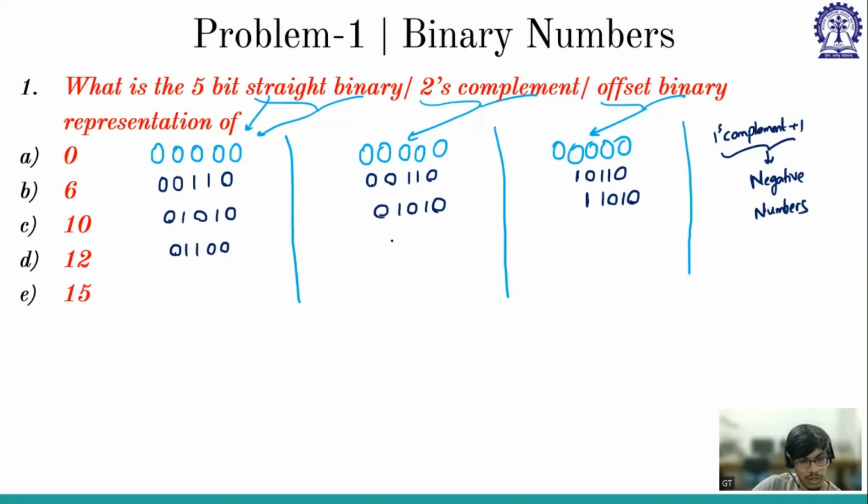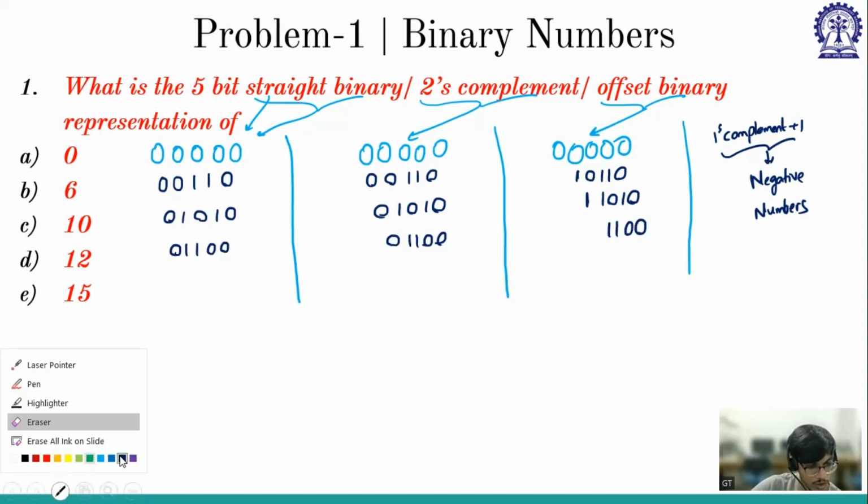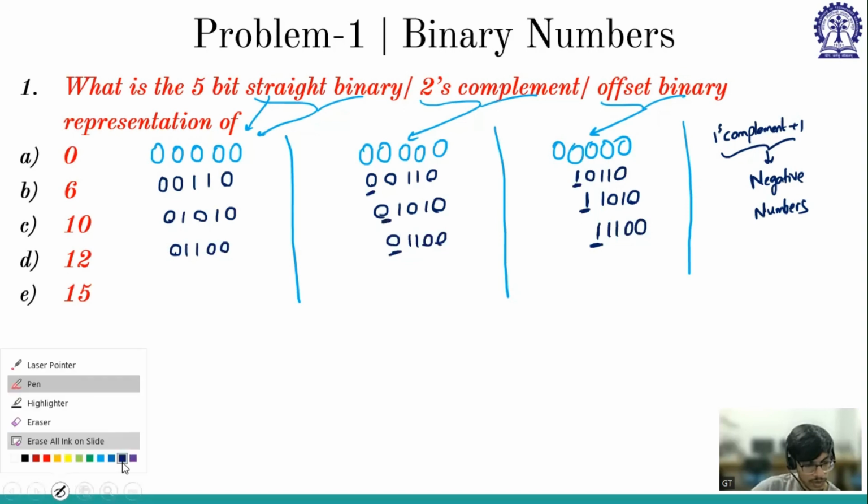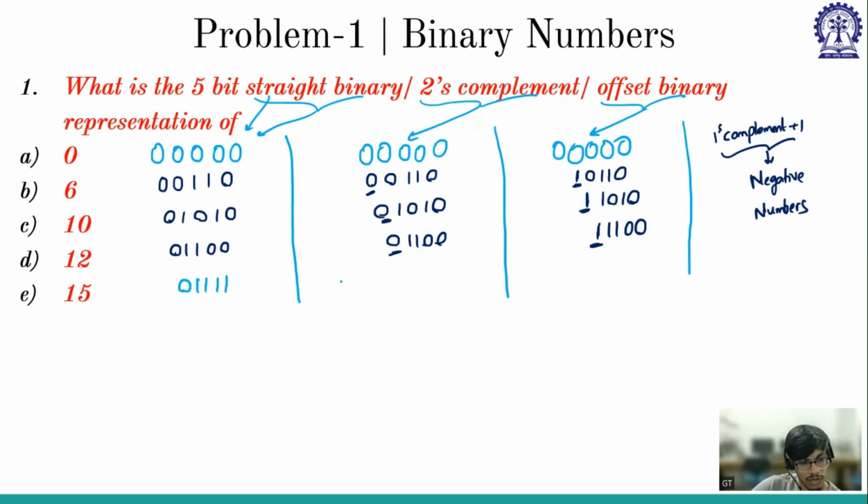Yeah. So in offset binary, the most significant bit will be the complement of that in 2's complement, right? That's why here it is 0, so here it is 1. Here it is 0, here it is 1. Here it is 0, here it is 1. So for 15, it will be 01111, and here 11111. If I give a negative number, then it will be changed accordingly.